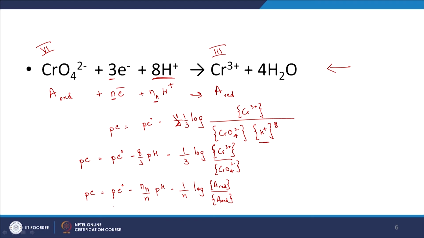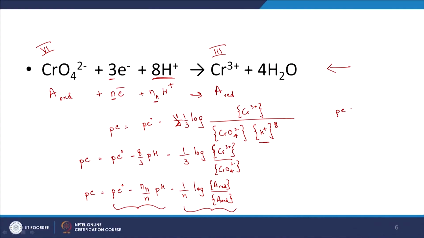And the reason we express H plus outside this set of variables is that usually, when we calculate pe naught values or 1 by n log k values, they are significant compared to this Q dash or log Q dash values. But pH will have a considerable role to play.